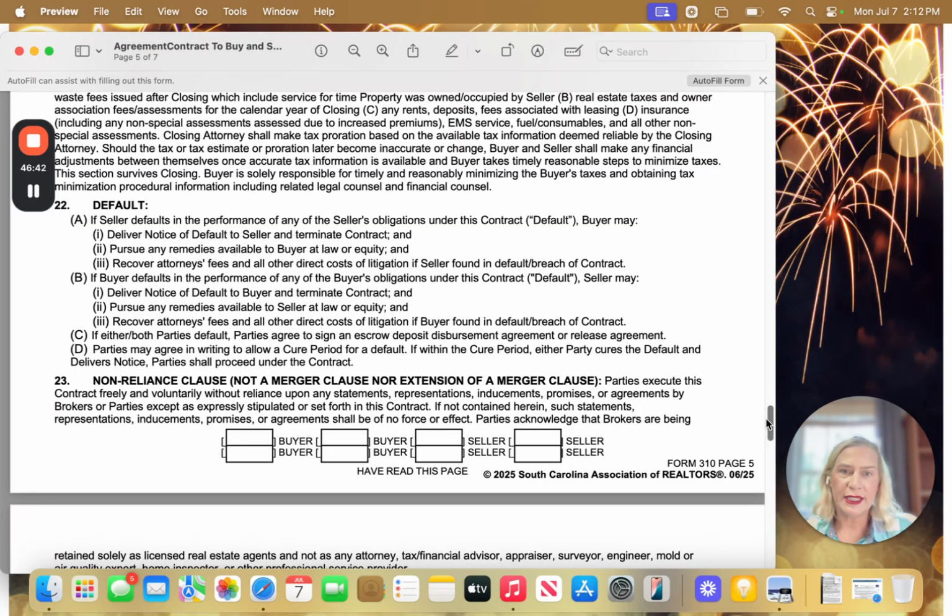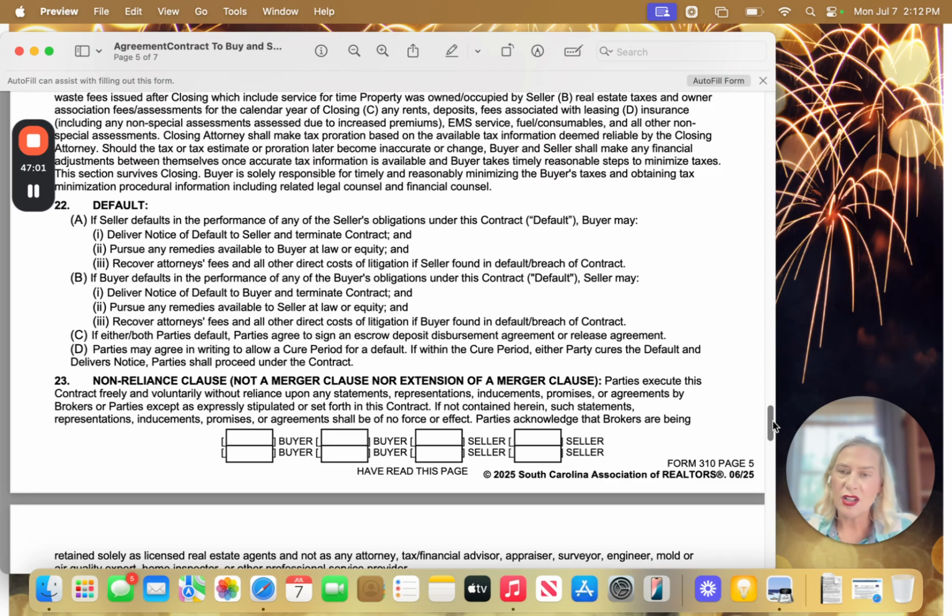This is what the seller needs to do. If the seller defaults, this is what's going to happen. And then it also goes into if the buyer defaults, what the buyer needs to do and what happens if the buyer defaults. So these are just very rough legalities that we have to go over in the contract so everybody understands that they should not default on the contract.